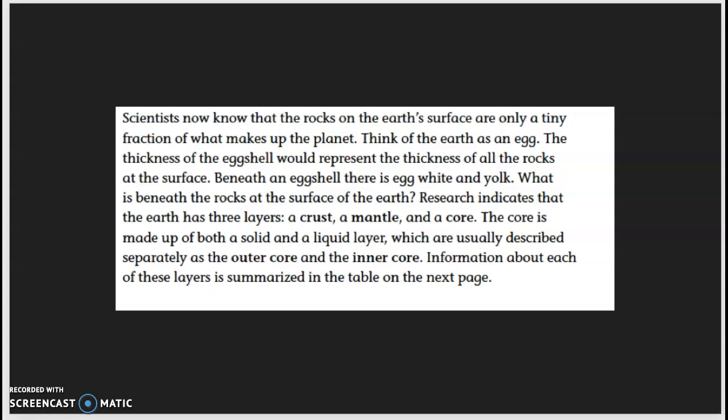Research indicates that the Earth has 3 layers, a crust, a mantle, and a core. The core is made up of both a solid and a liquid layer, which are usually described separately as the outer core and the inner core. Information about each of these layers is summarized in the table on the next page. Guys, that's the table I had you copy already. Okay, so you already have that information.